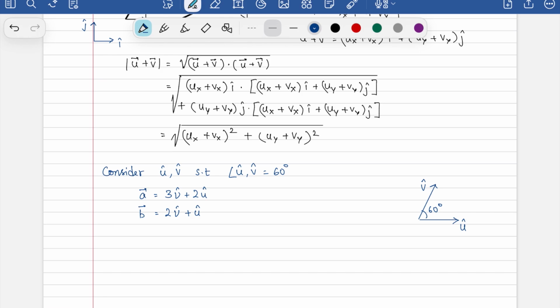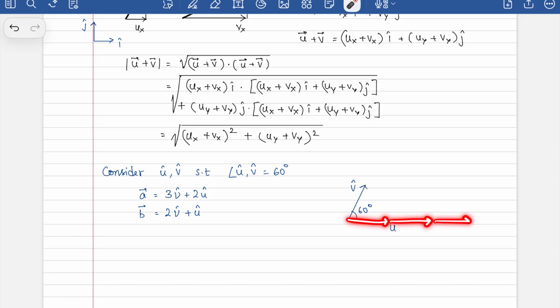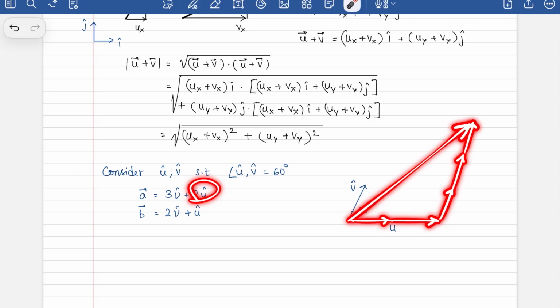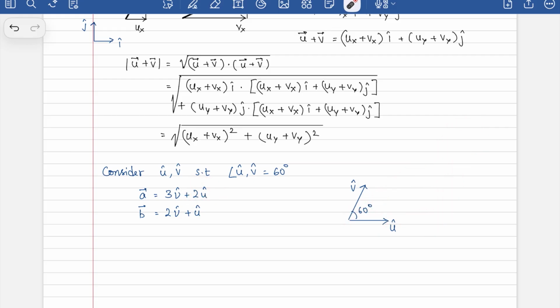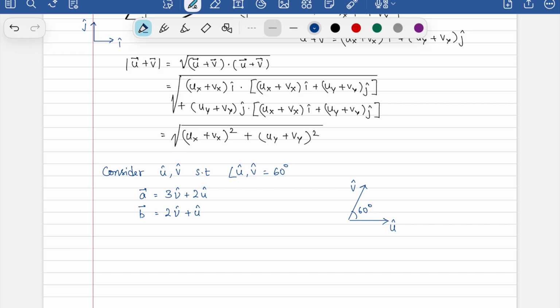So A vector is you moving along this. Well, sorry, you have two along u hat, and then you have three along v hat. So this here is your A vector. And similarly, your B vector is 2 times along this and 1 time along this. This gives you your B vector. Now the question asks you for the magnitude of A vector plus B vector. You can pause the video and try to obtain the answer yourself.